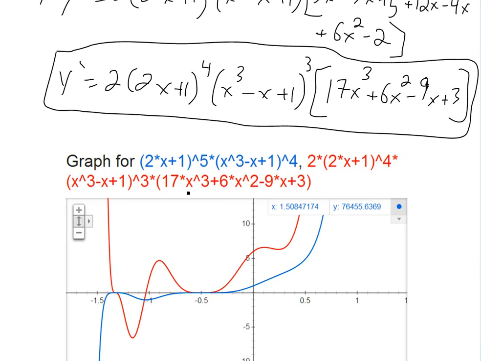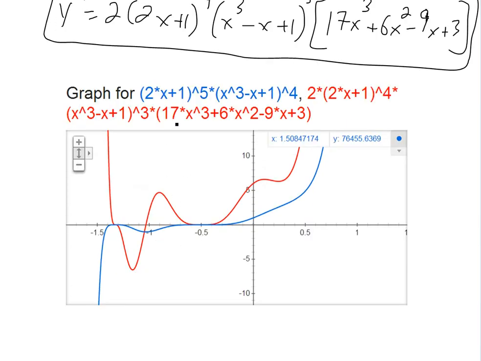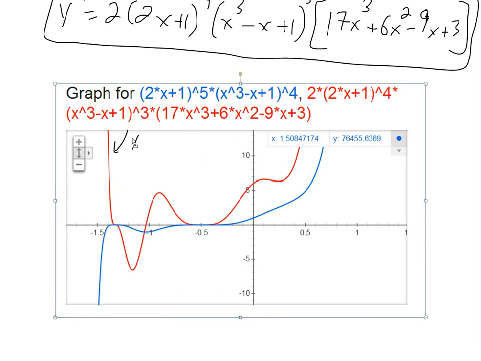And here I've graphed the two functions, the derivative and the original function, using Google Graphing Calculator, just to get an idea and to see if our answer is reasonable. As you can see from the red, which is the derivative, so this is y prime, when y is really, really high, this is increasing. So as this is increasing sharply, this derivative is really, really high, as it should be.